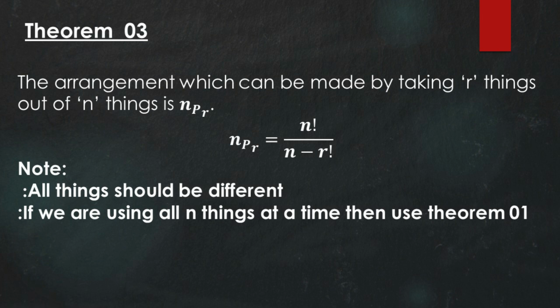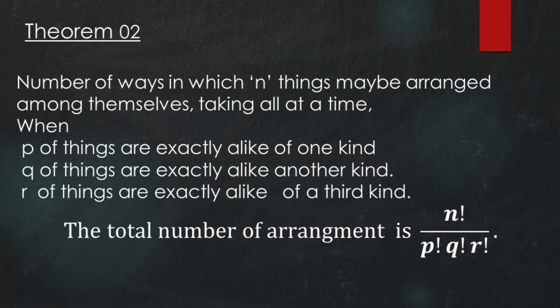The note is also available: all things should be different. If we are using all n things at a time, then use theorem number 1. So the third theorem is nPr, which is normally known as the permutation operation. This is actually the permutation theorem. The previous theorems discussed some different scenarios, but this is the main theorem.